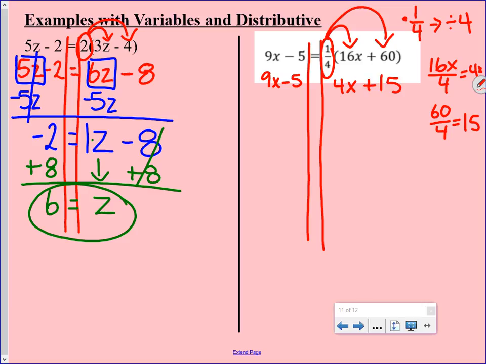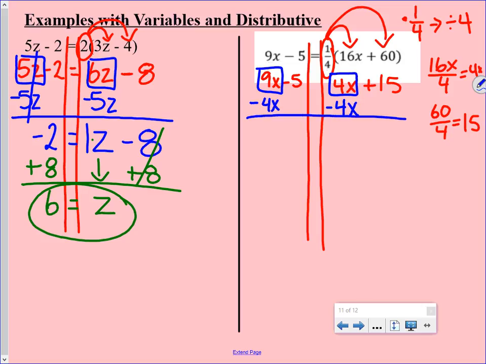Next step, get variables to the same side. We have 9x and 4x. Move the smaller one. 4x is the smaller one. 4x is positive, so we're going to undo that with a minus 4x.